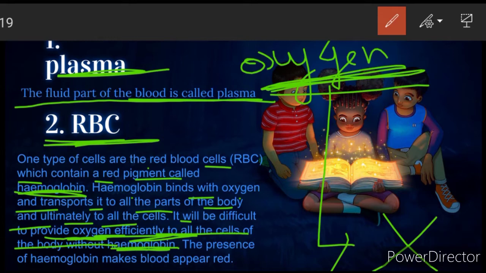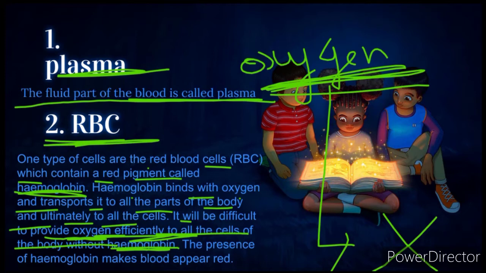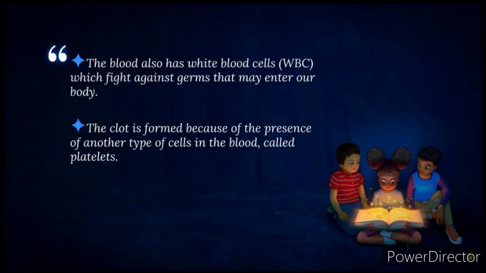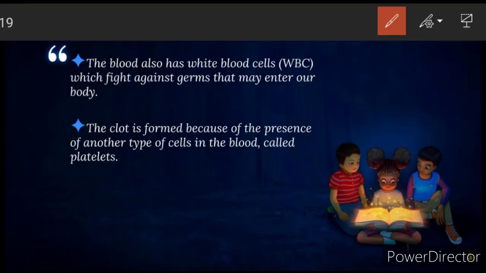The presence of hemoglobin makes the blood appear red, and here your question is answered. Blood is red because of hemoglobin, the red pigment present in blood. Red pigment means red in color. Now guys, another important point is about WBCs and platelets. So WBCs are your white blood cells.